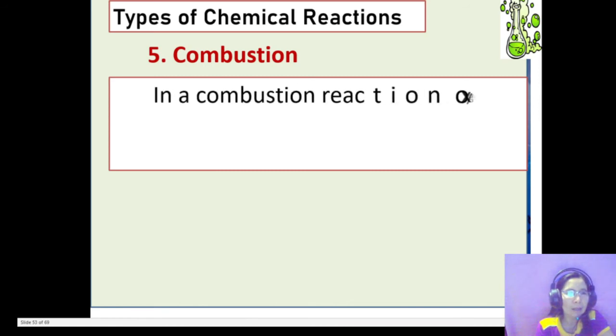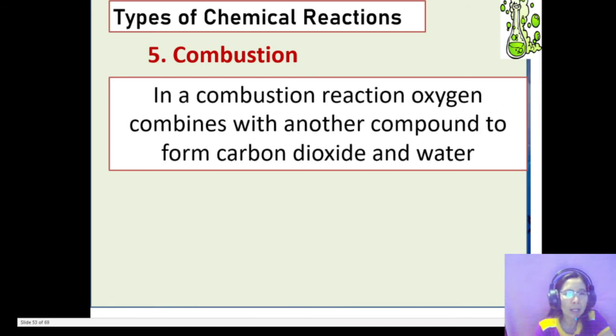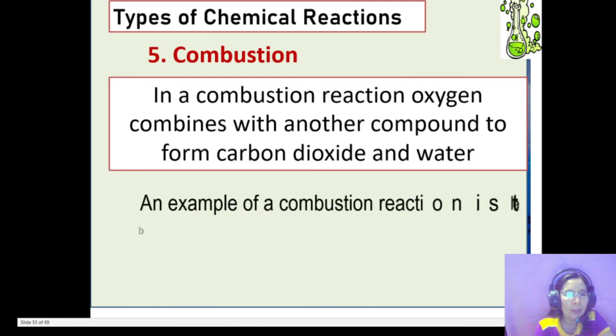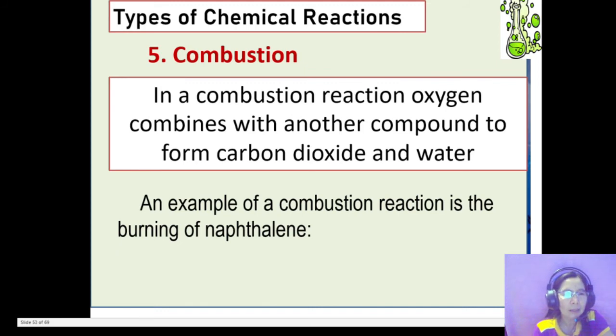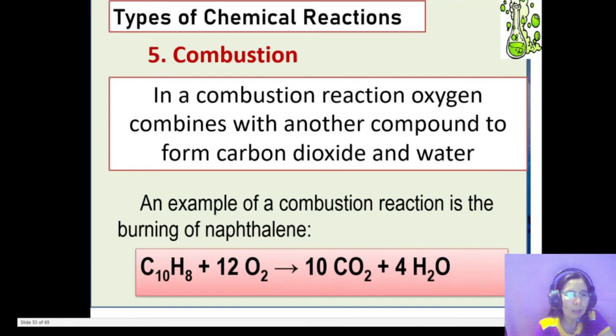What is this? Let's read. In a combustion reaction, oxygen combines with another compound to form carbon dioxide and water. So, an example of this one is naphthalene. Are you familiar with naphthalene balls? The ones that we place in our cabinet to drive away cockroaches? Okay, naphthalene having this chemical formula, C10H8, combined with oxygen gas in the atmosphere, forming carbon dioxide and water. So here we observe that oxygen gas is added or combined with a given substance. That's why it's a combustion reaction.